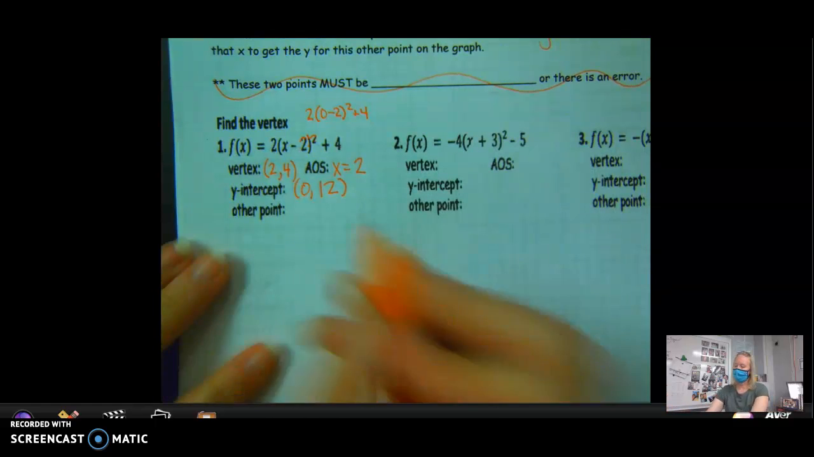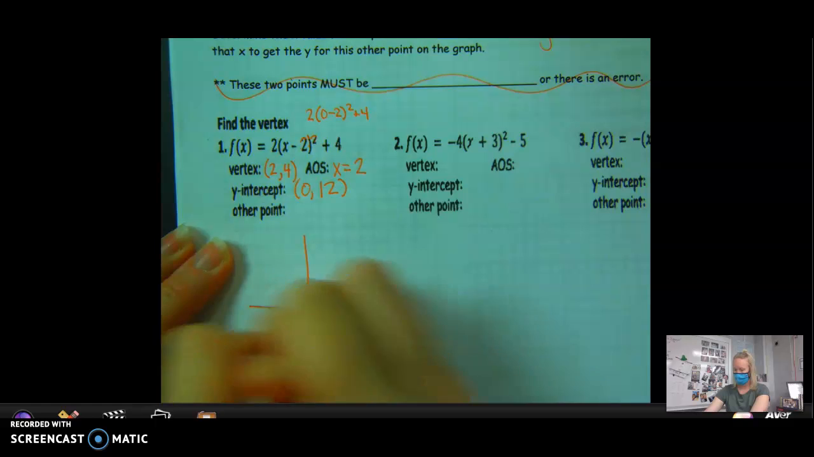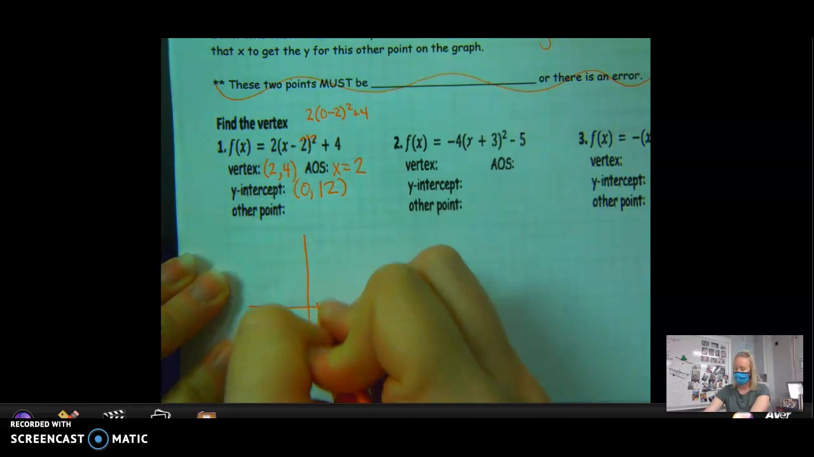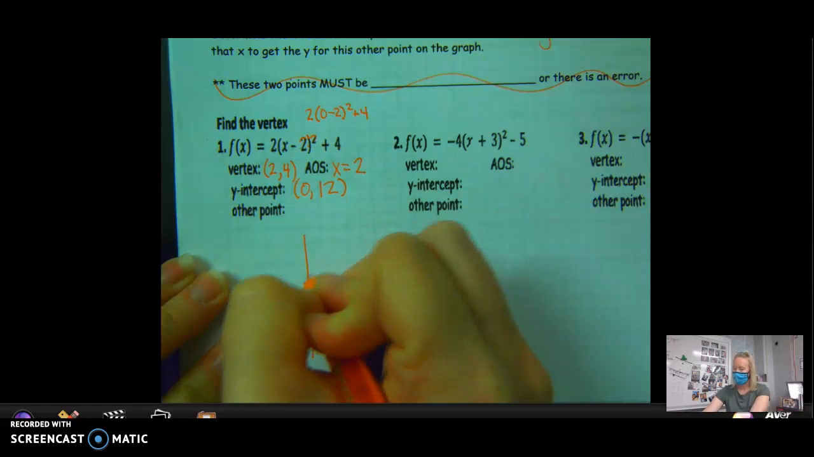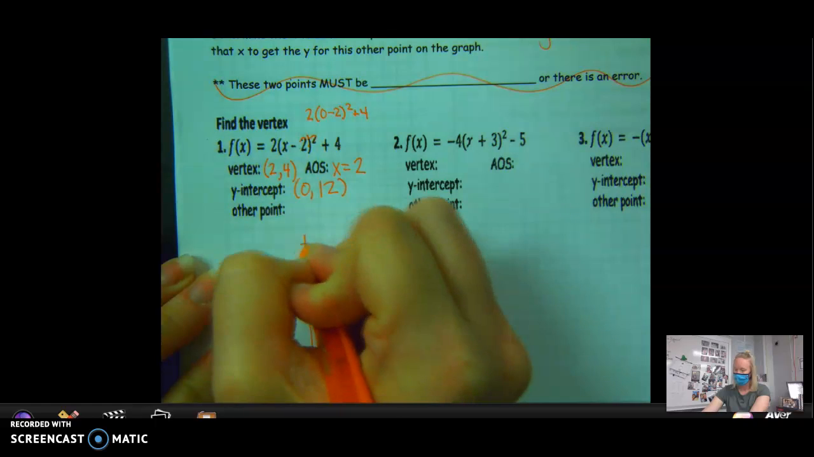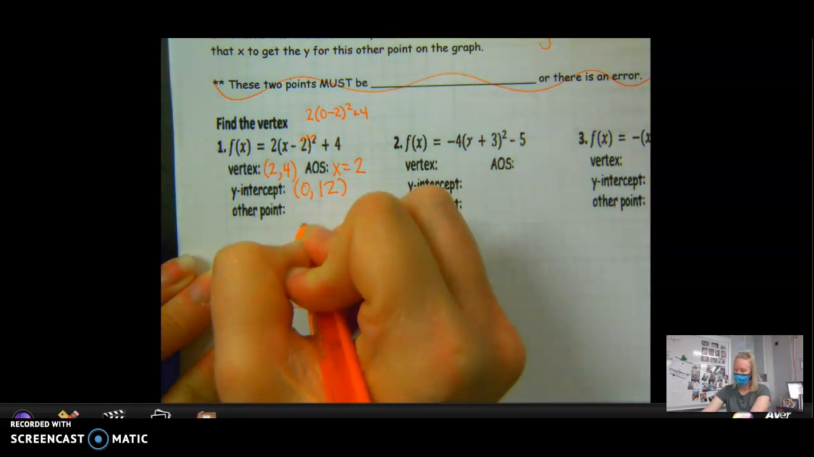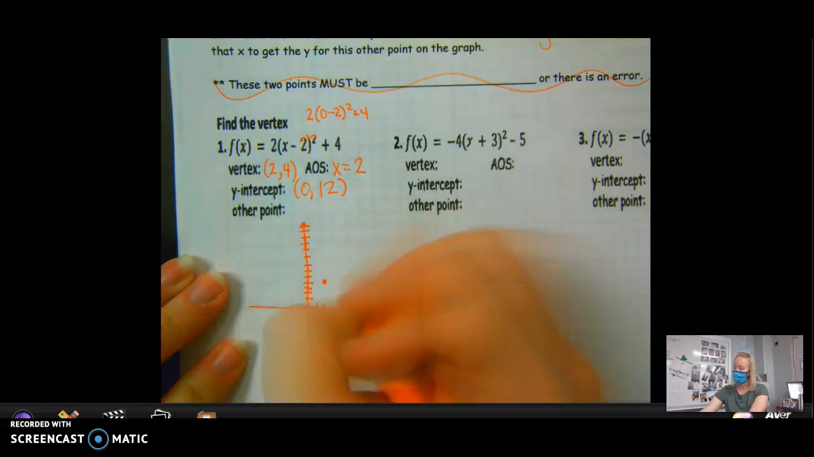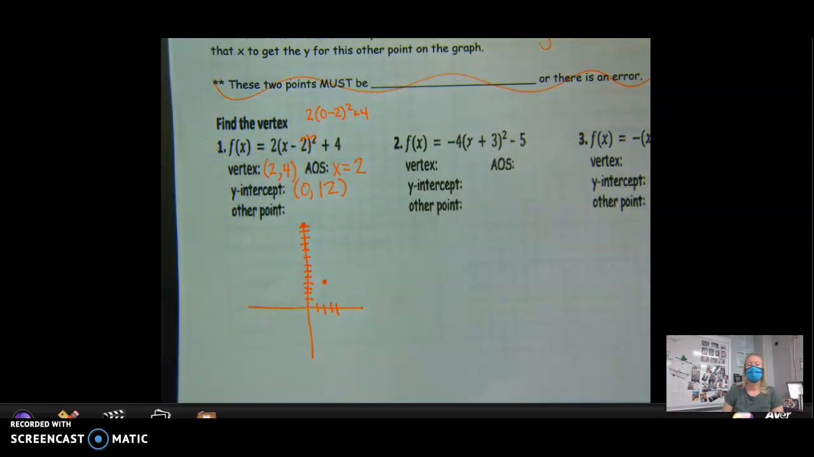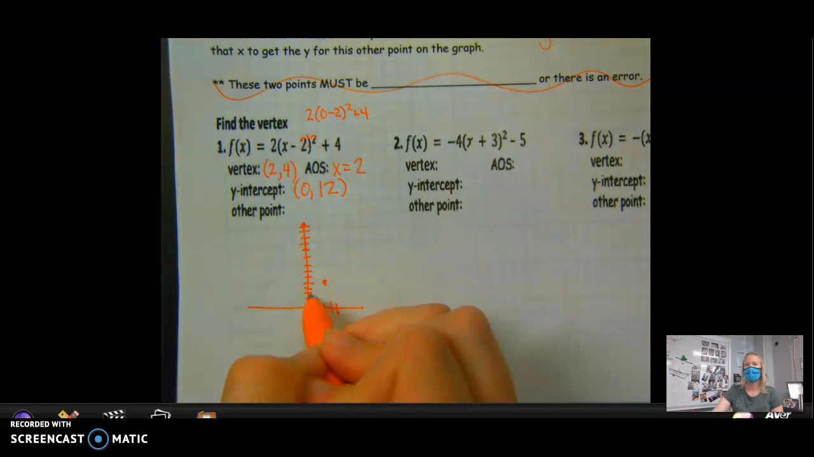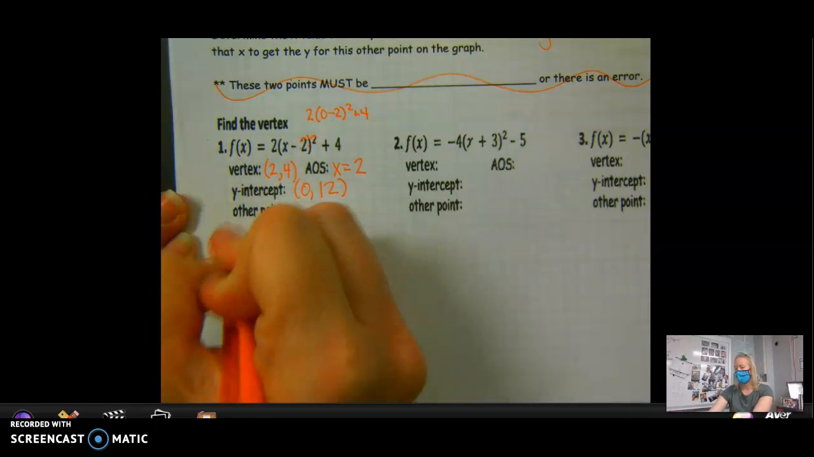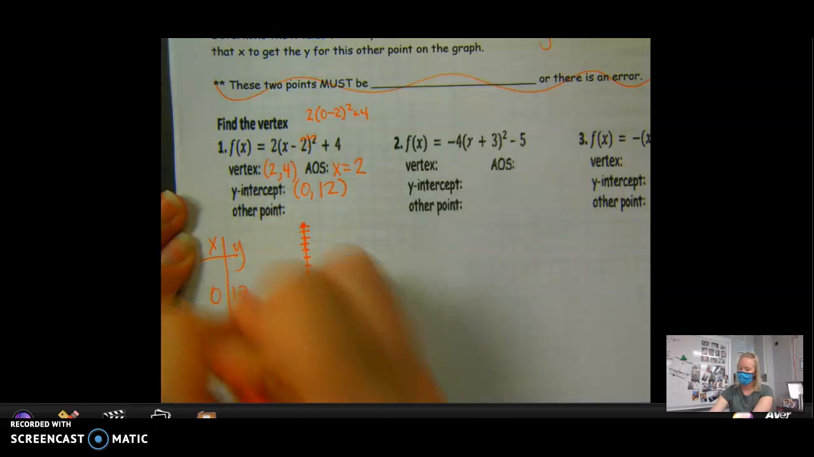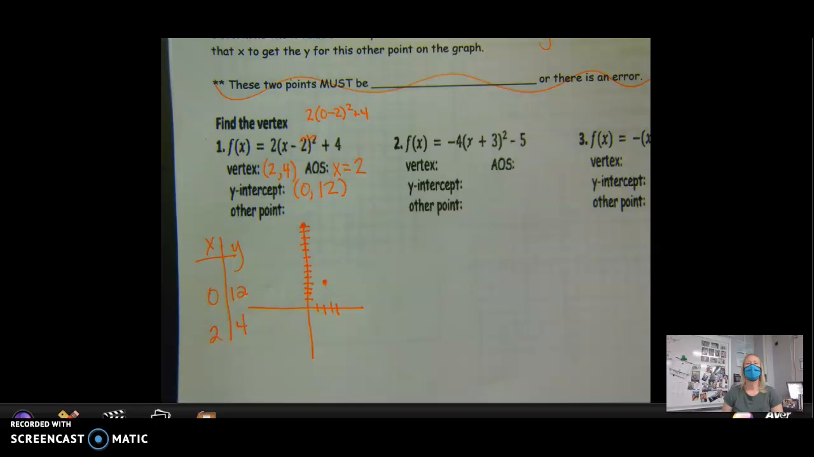We're going to draw a quick sketch of this. You have a vertex at over 2, up 4. You have a y-intercept of 0, up 12. You guys see that? We need one more point. So we have an x value of 2, an x value of 0. What's one more point? If I were making a table, we have a 0, 12. We have a 2, 4. What else should I do?